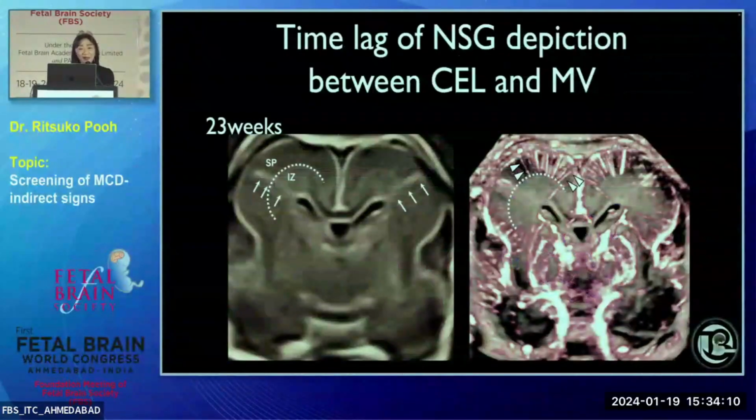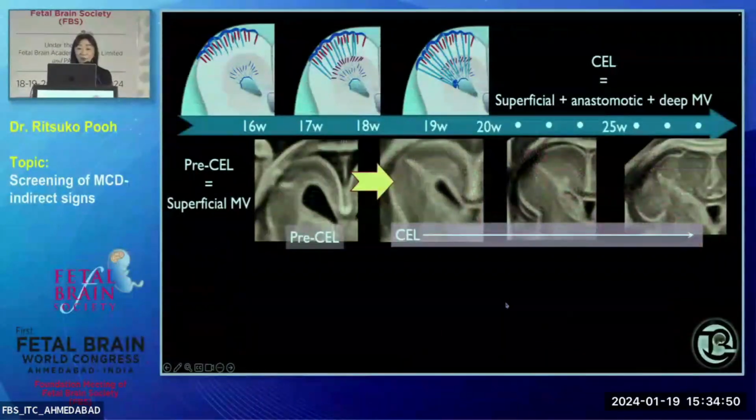However, there is a time lag in the neurosonography depiction between the CL and the medullary veins. Here, this is at 23 weeks of gestation. Already, the CL is clearly seen in the subplate and intermediate zone. However, still at 23 weeks of gestation, that is before 25 weeks, the medullary veins are still stopping at the border of the subplate and the intermediate zone. So how can I explain that?